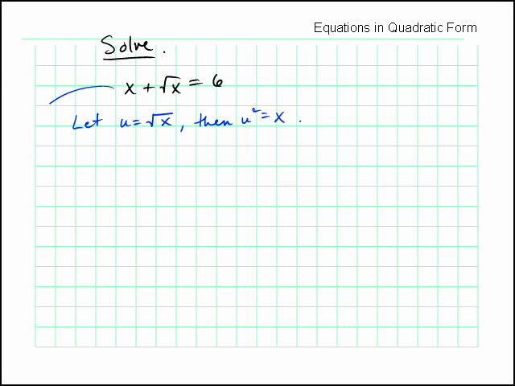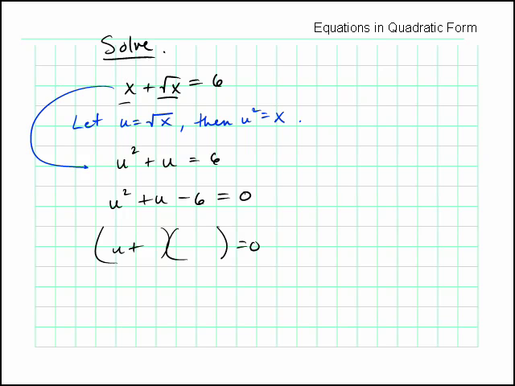If I plug that in, I end up with the x being replaced with u squared. The square root x here will be replaced with u, and it equals 6. It's now quadratic. I just have to move the 6 to the other side, like that. And it's a quadratic equation, which I could solve by factoring in this case. And this one factors to u plus 3, u minus 2. So u will equal -3, or u will equal +2. Okay, it's solved for u.